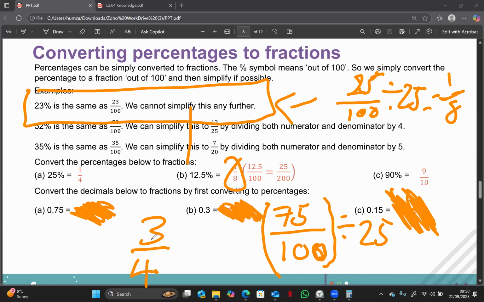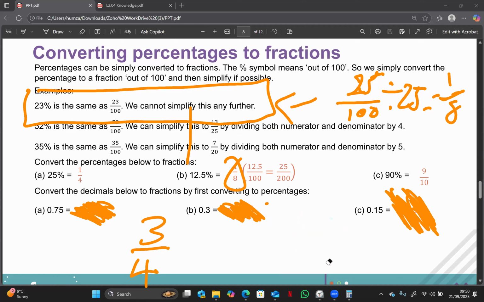Yes, exactly. Do you guys understand that? Perfect. So the answer here is 3 over 4. Now do the second one for me. Convert it into a fraction using two steps. First, remember we convert it into a percentage and then a fraction. So what's 0.3 as a percentage?